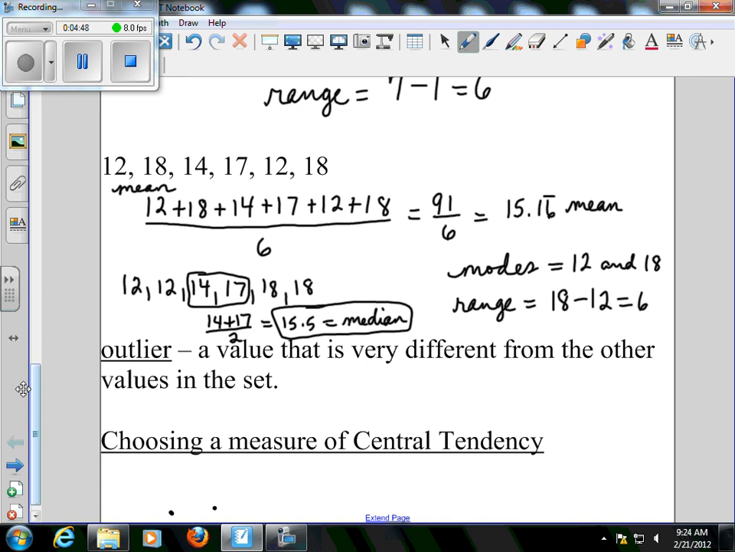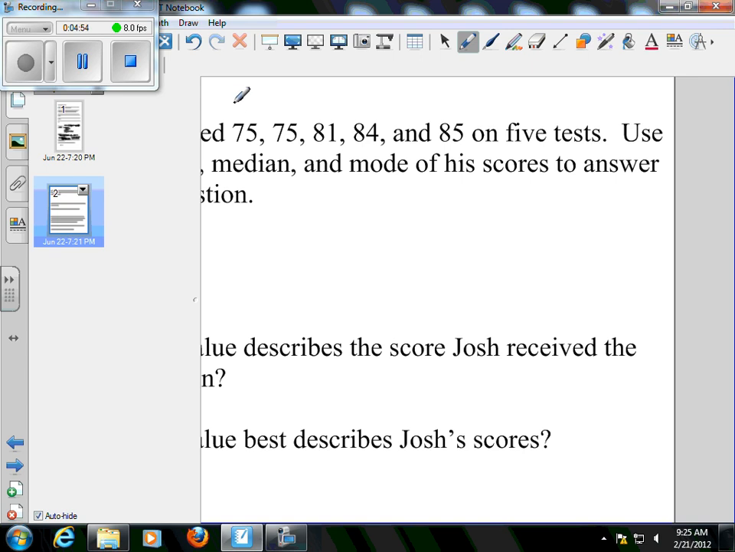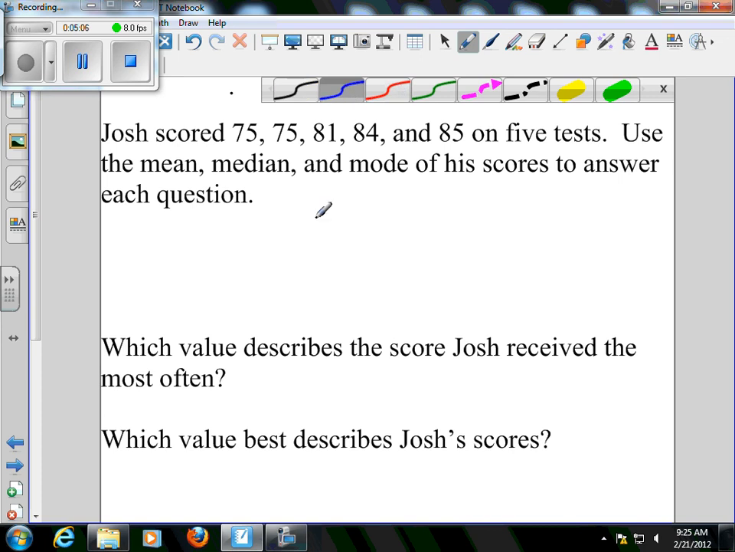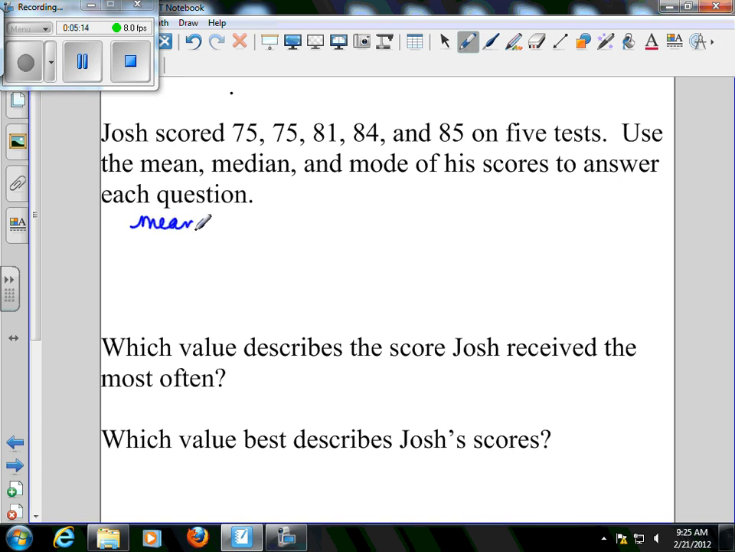Now next, we're going to talk about choosing a measure of central tendency, which one is best. So we're going to move on to this next page to do that. Josh scored 75, 75, 81, 84, and 85 on 5 tests. Use the mean, median, and mode of his scores to answer each question. Well, I'm not going to write everything out, but if I add together 75, 75, 81, 84, and 85, I get 400. If I divide it by 5, which is the number of tests he took, we get an 80.